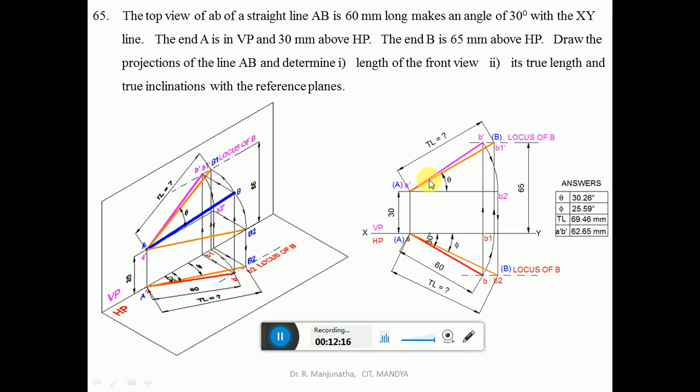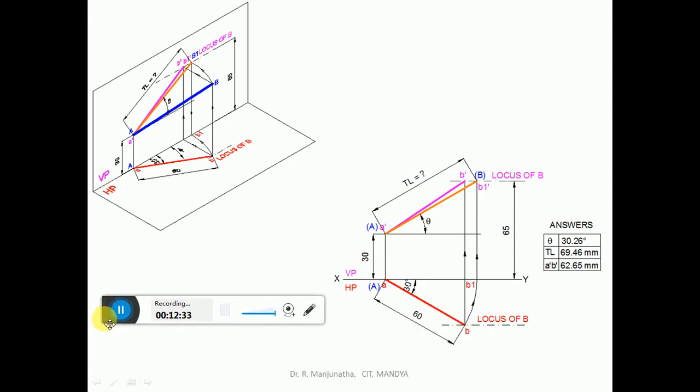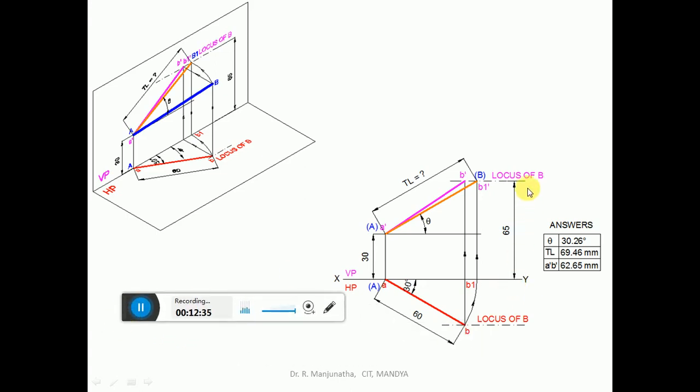Now we will apply step by step how we have done this. So that has been shown here. First we have taken A in VP and 30 mm above HP. So you got this point, small a and small a dash. Then we have drawn a line 65 mm over HP, so you are going to get the locus of B in the front view.